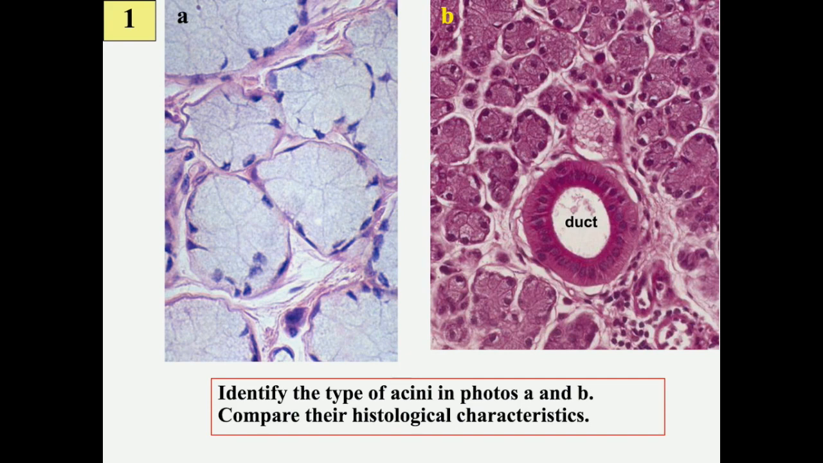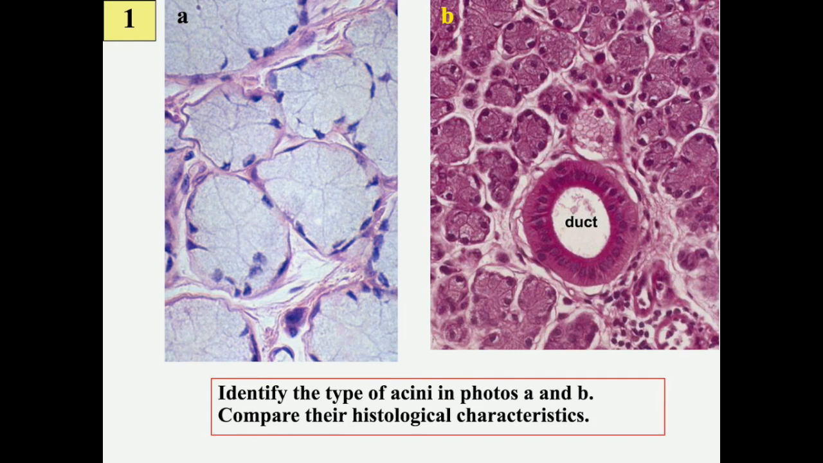Identify the type of acini in A and B. Here the acini are mucus acini and this is the serous acini. What are the histological characters? You can comment on the shape of the cell, the shape and position of the nucleus, and the vacuolation of the cytoplasm.